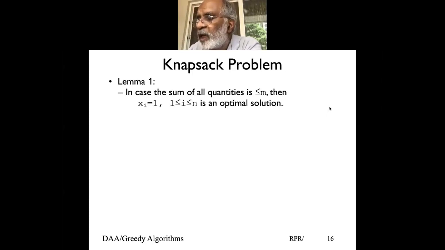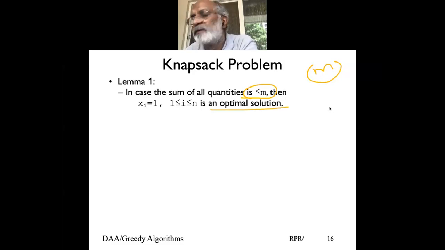First case is if the sum of all quantities is less than m. My capacity is m, but the total weight is less than m. That means I picked all quantities. I cannot pick anything more. So that's the optimal solution. Nothing to worry about because I picked all the items and I cannot pick anything more. So this is what we call the trivial case.